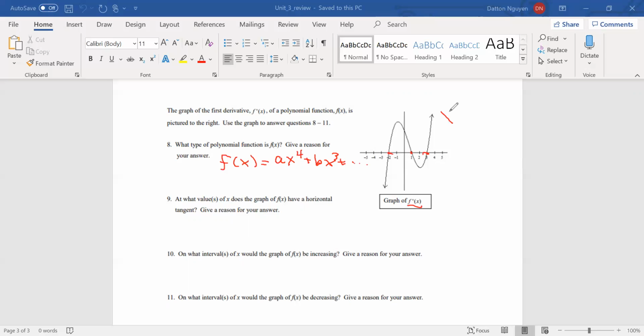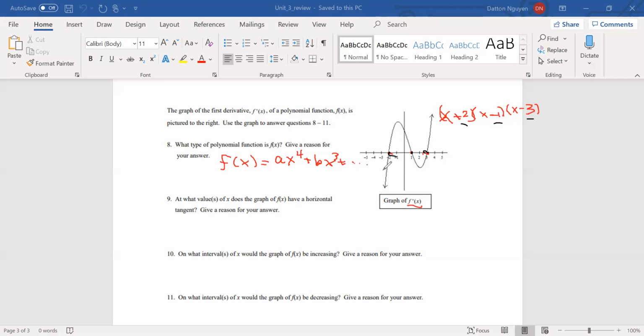Like in this case, I believe this was probably a times x plus 2 times x minus 1 times x minus 3. So let me denote this here. Here it is. Whoops, here it is. And here it is. So here are those zeros. That has to be cubic. So that means the function before that had to be quartic.